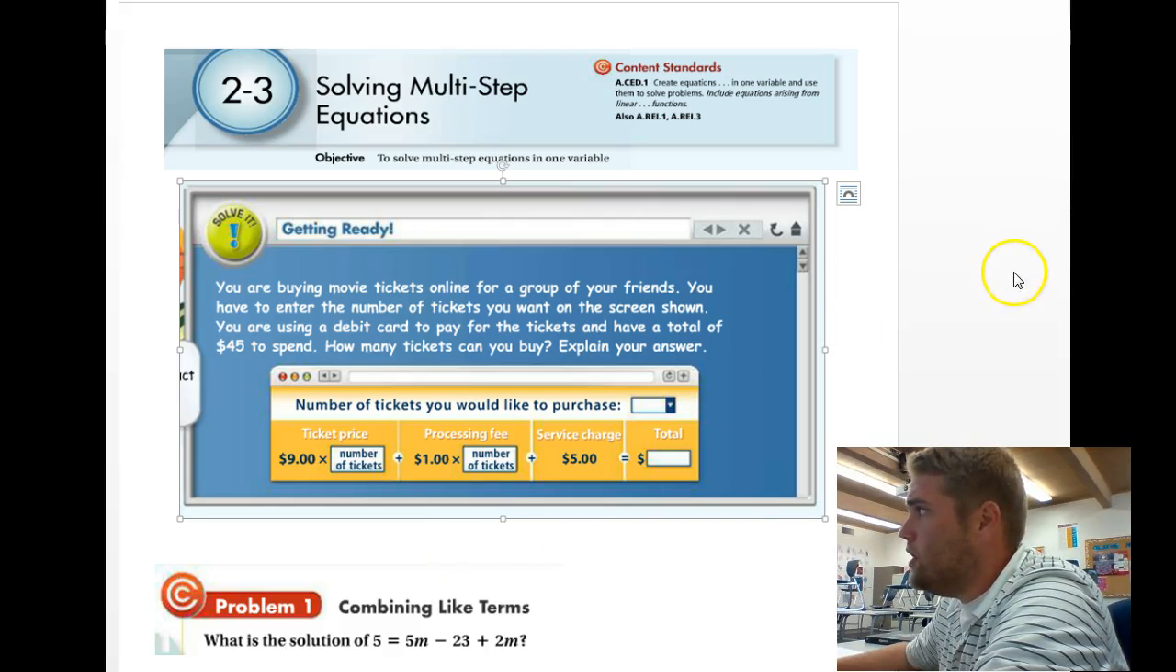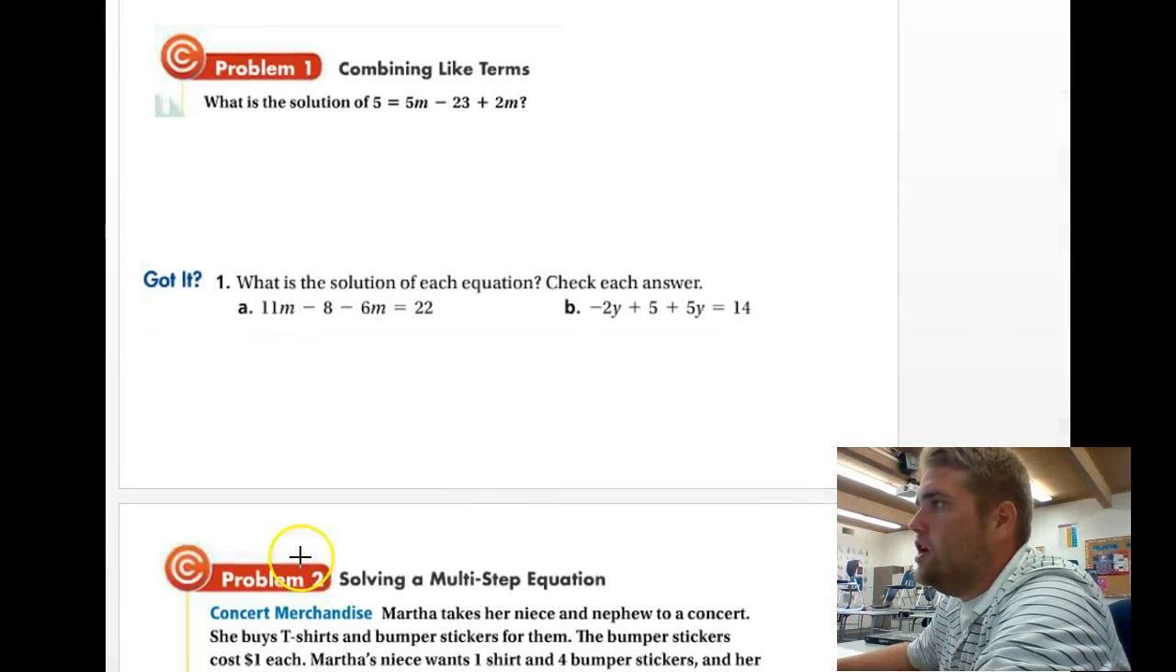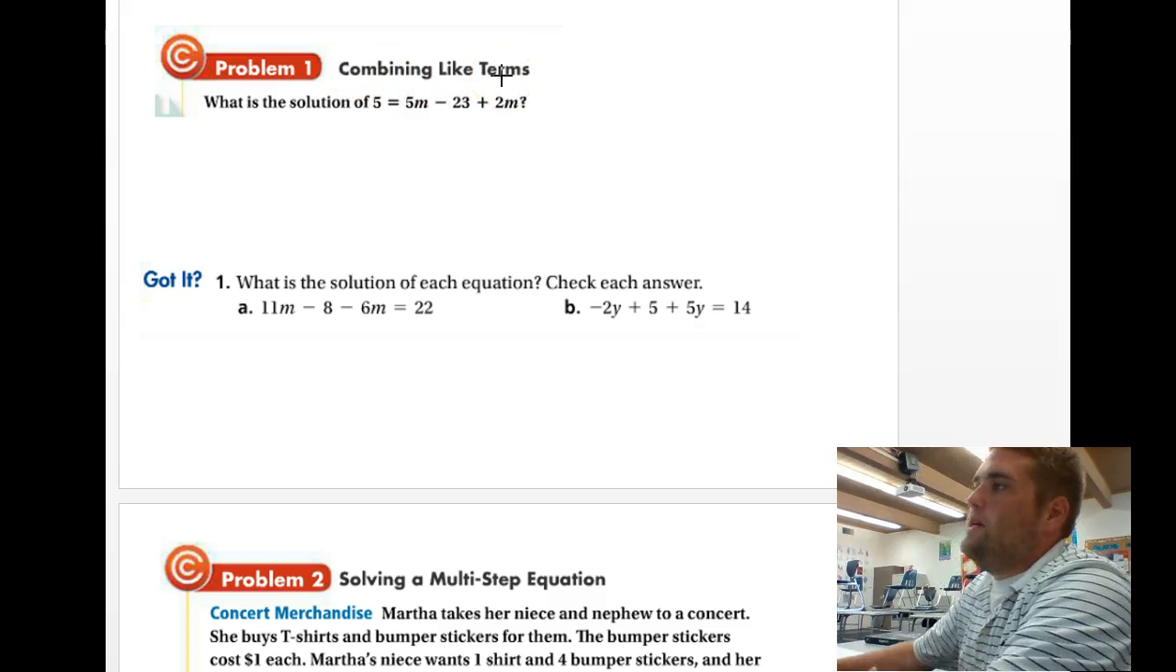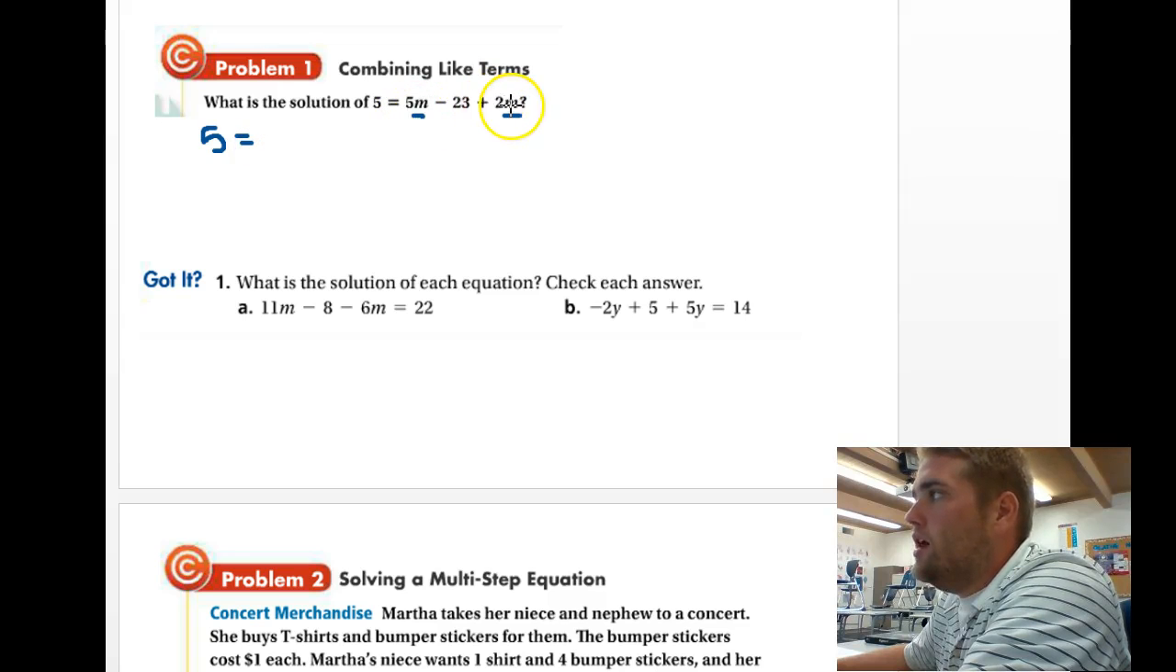Problem 1. Just like all the stuff we've been doing, we're going to combine like terms. If you look at problem 1, what is the solution of 5 equals 5m minus 23 plus 2m? We're going to get our variables together. I've got an m here, but I also have an m here, so I can add my m's together. So this is going to be 5 equals 5m plus 2m gives me 7m minus 23.